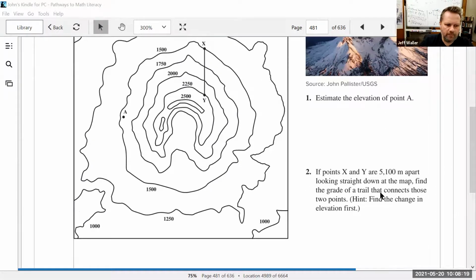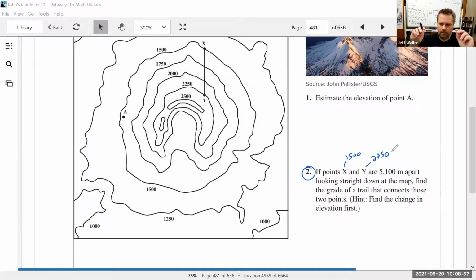Find the grade of the trail. So that's not distance, that is slope, right? Okay. So tell me this. Number one is about point A. This is about point X and Y. So how high is point X? 1,500 meters. Good. And how high is point Y? 2,250 meters. Good, 2,250.